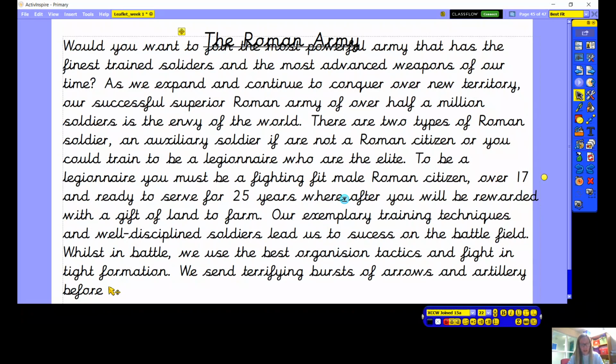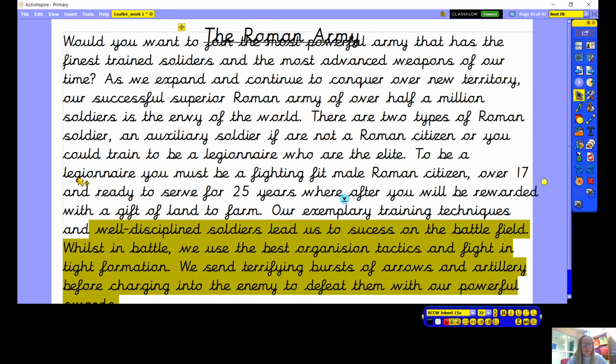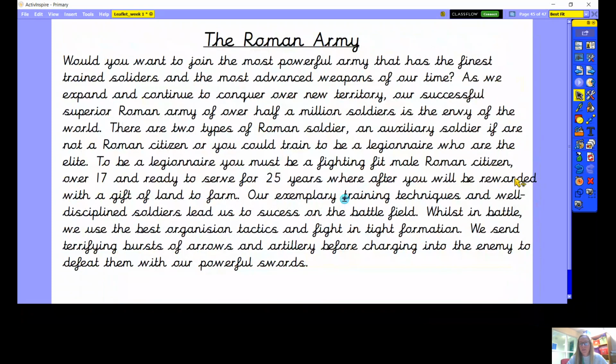What do they do before they charge into the enemy to defeat with our powerful swords. So that is my chunk. I'm going to leave it there for now. I'm just going to read that back through just to make sure that I'm happy with my paragraph that I've written.